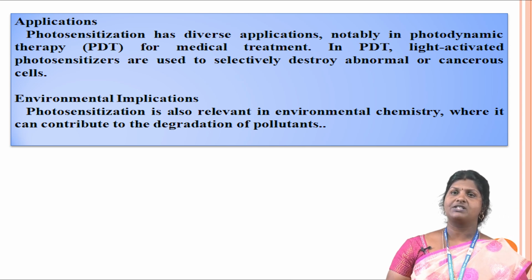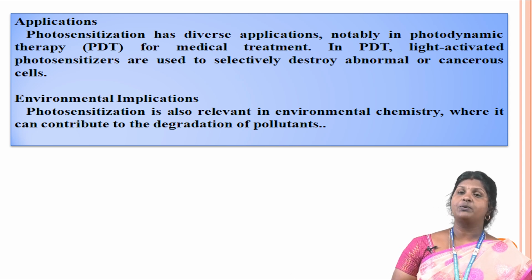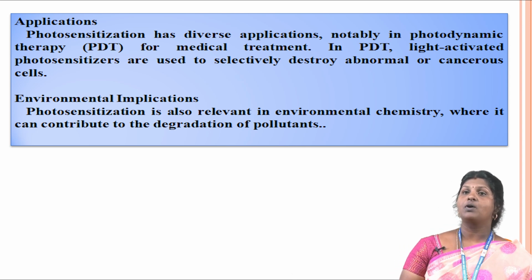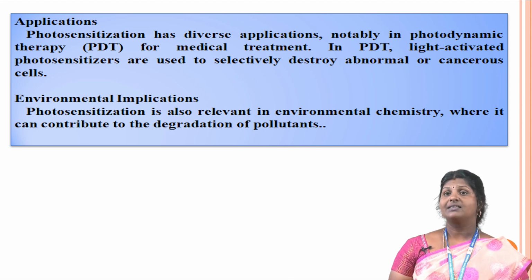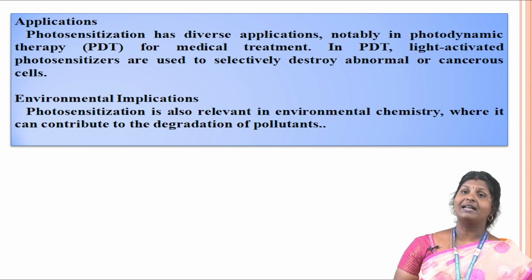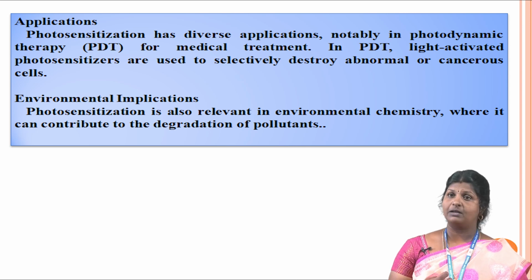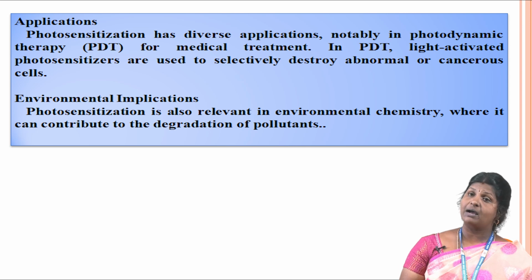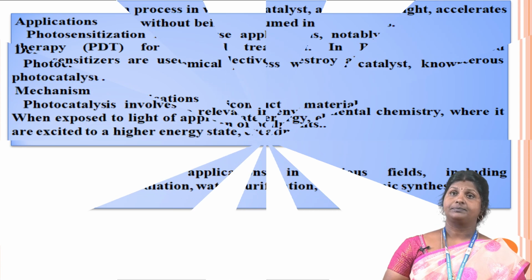The environmental implication. Photosensitization is also relevant to environmental chemistry, where it can contribute to the degradation of pollutants. Photosensitizers in water or soil can absorb sunlight and produce reactive species that participate in the breakdown of organic pollutants, helping to mitigate environmental contamination. Photosensitization involves the absorption of light by the photosensitizer, leading to the generation of reactive species and finding application in areas like medical therapy and environmental remediation.